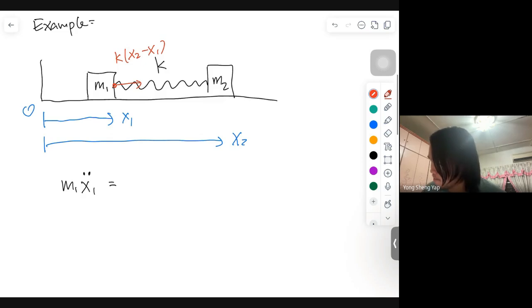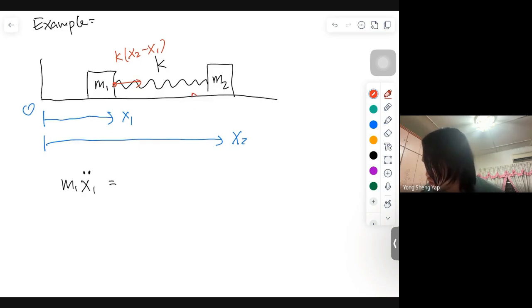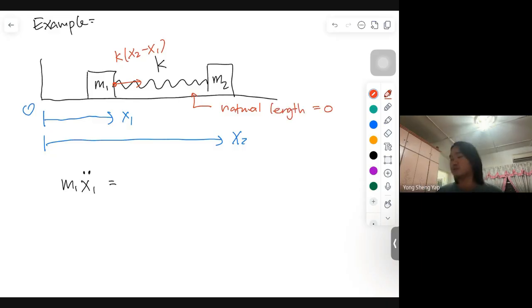Let's assume that the natural length, or the relaxed length, of the spring is equal to 0. So how much it elongates is the difference in the positions of the two blocks. When x2 minus x1 is non-zero, this pushes the block to the right, so it's a positive x2 minus x1.